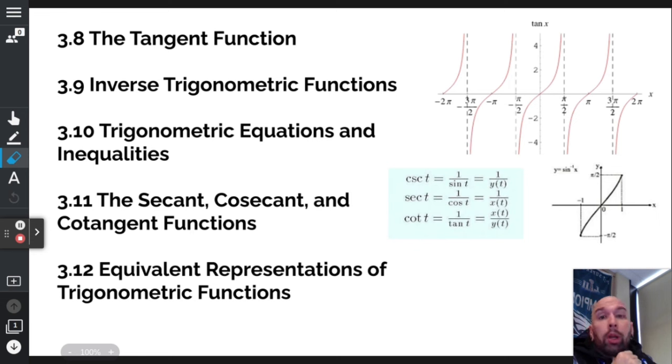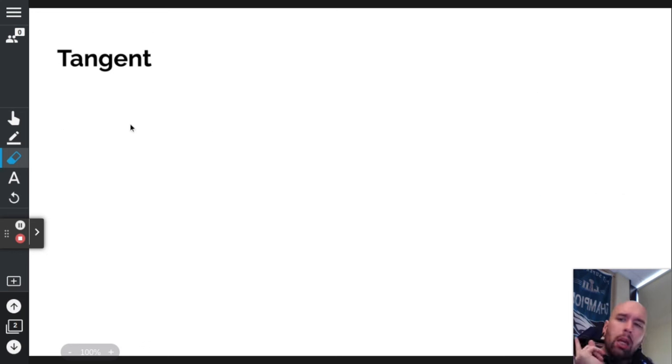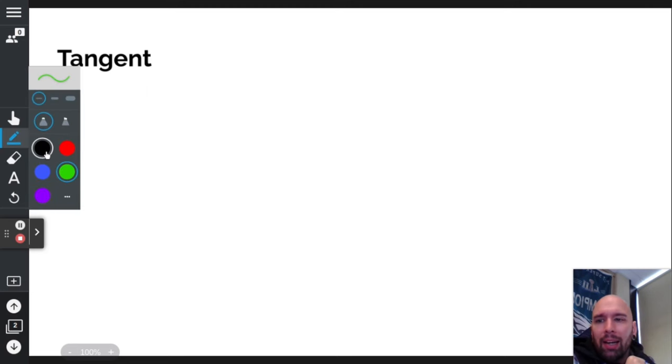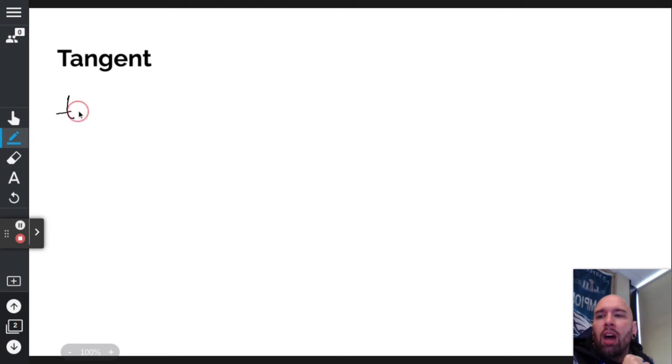What up, what up? We are going to start the second half of Unit 3 in AP Precalculus. Tangents and inverses and other things. Let's jump right into it. Tangent, what is it? Well, by definition, tangent is sine over cosine. So we will write out tan theta equals sine theta over cos theta.